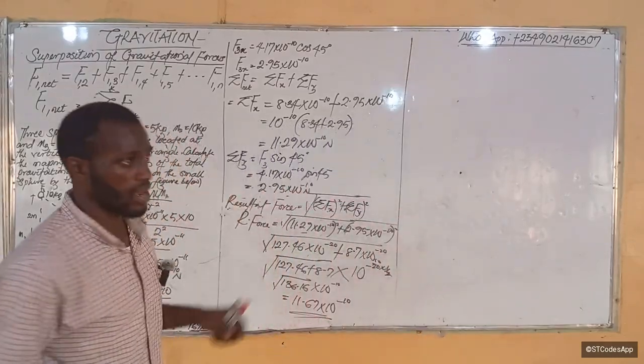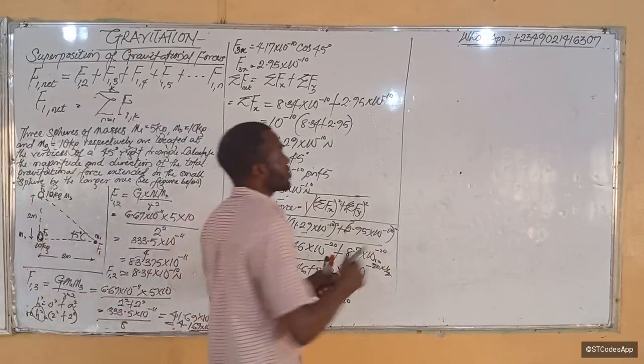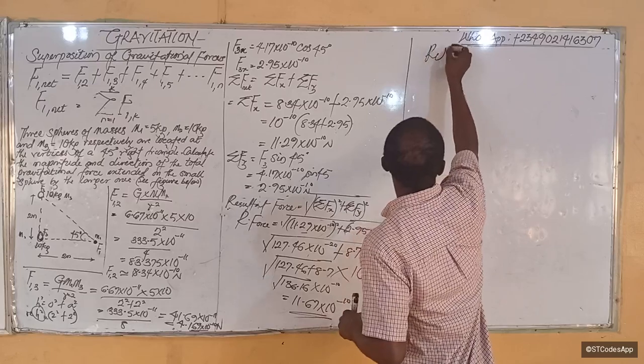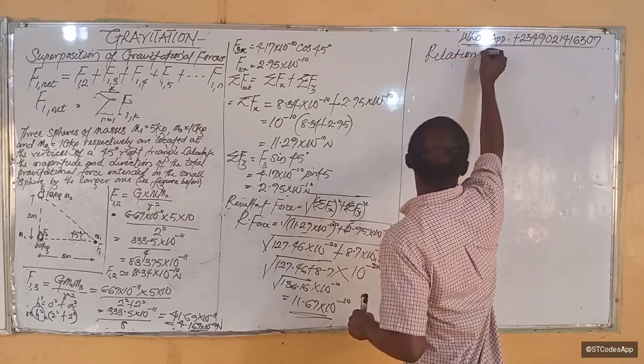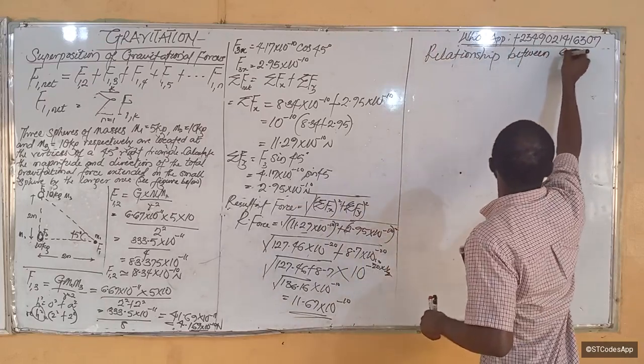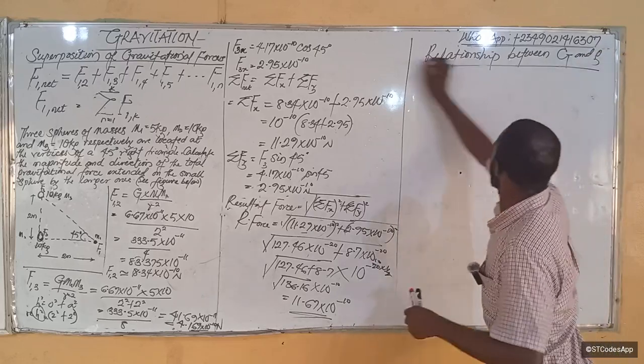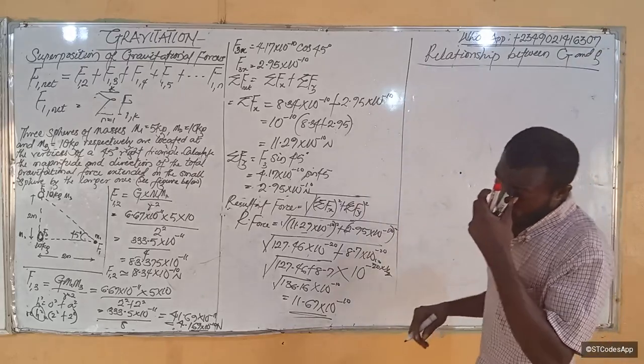We have done superposition. Now let's deal with the relationship between G and g. So this is where you have to now listen. Relationship between G, the big G, and the small g. Okay? Let's establish a relation between the big G and the small g.